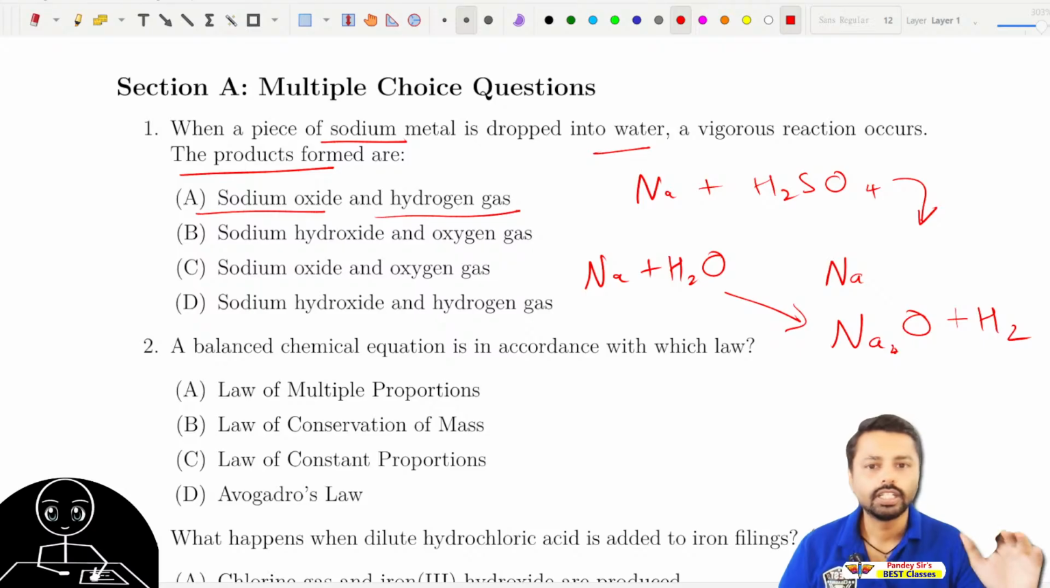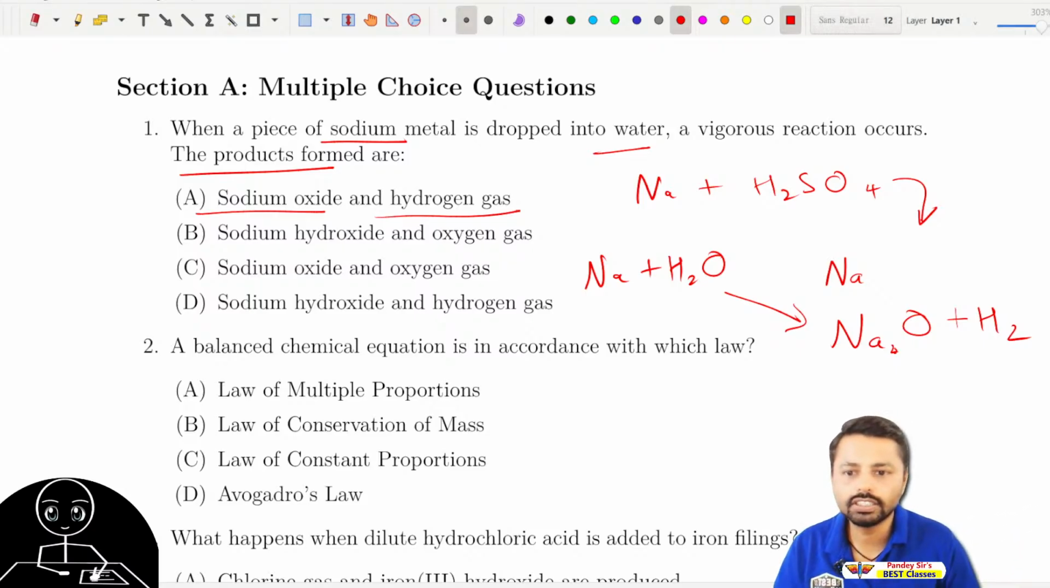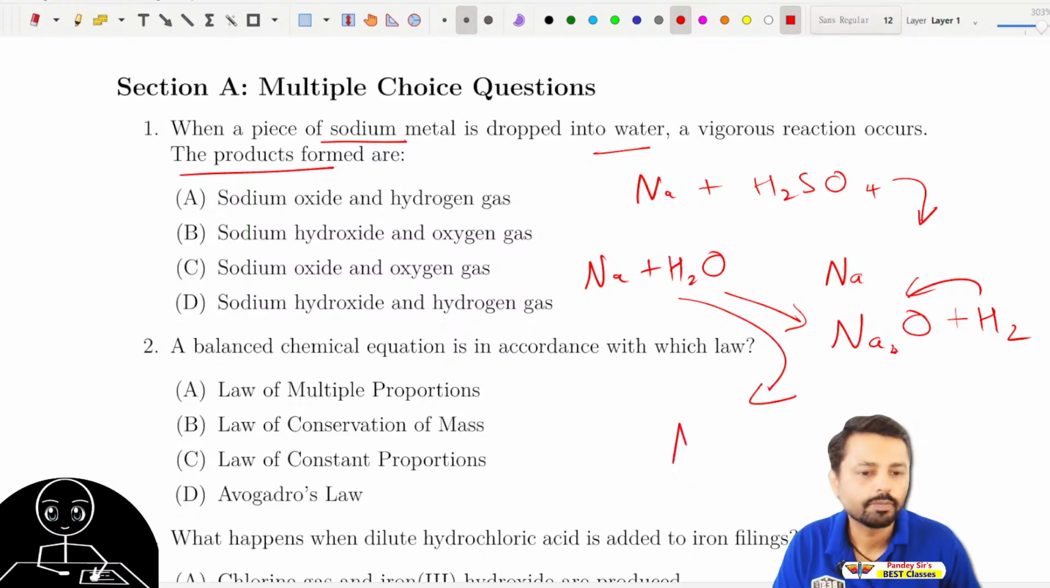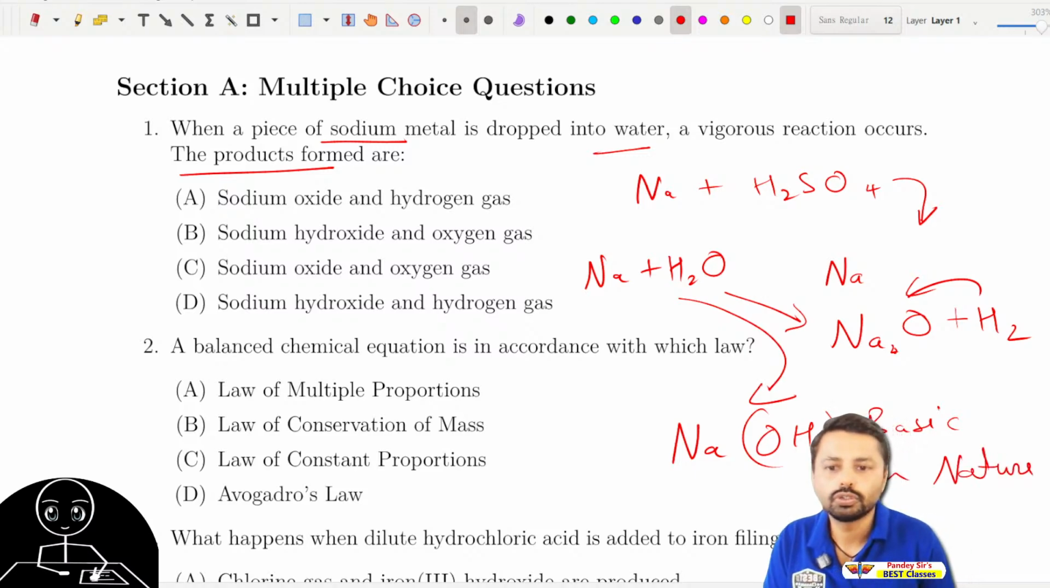Okay, but is it always sodium hydroxide? If sodium hydroxide is there, sodium oxide is there, then it will be. But here, actually, it doesn't react this way. This hydrogen also gets involved. So you actually get NaOH, sodium hydroxide, okay, which is actually basic in nature. Okay. So correct answer is sodium hydroxide and oxygen gas.